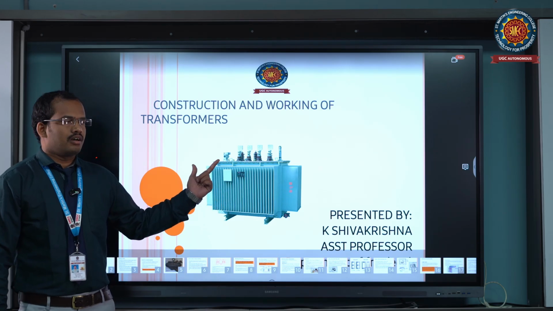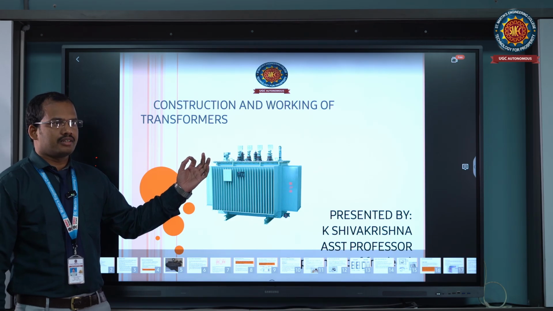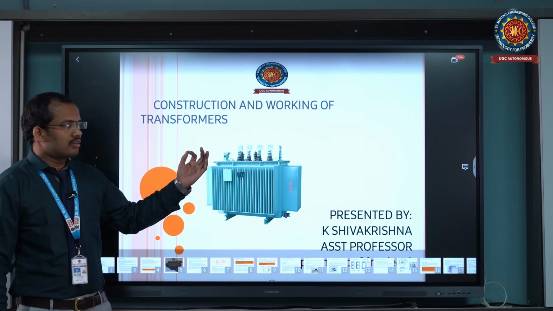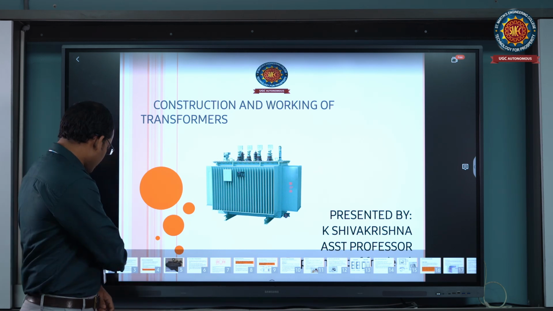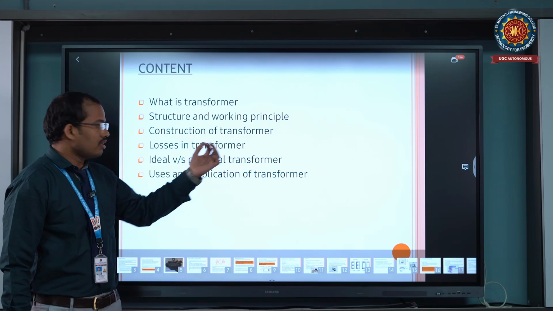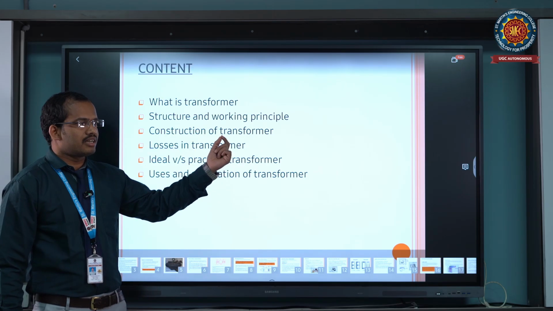First of all, what is a transformer? A transformer is a static device, meaning it is a constant, fixed device. The basic principle of a transformer is that it transfers electrical energy from one winding to another winding without changing the frequency. So it is called a transformer.